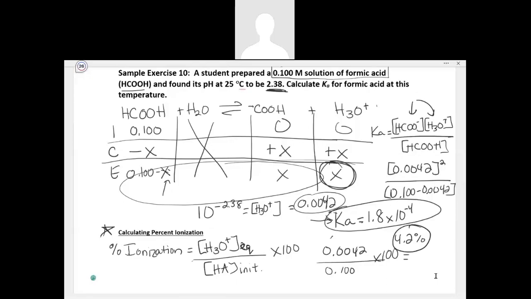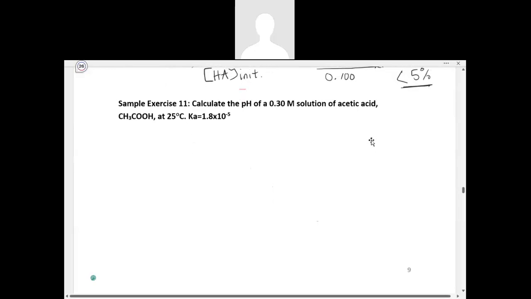So you can check your work and calculate the percent ionization at the end. Again, if you're less than this 5%, you're okay to continue and just approximate. If not, we're going to see in the next example that we have to use what's called the quadratic equation. So let's take a look at sample problem 11 here.